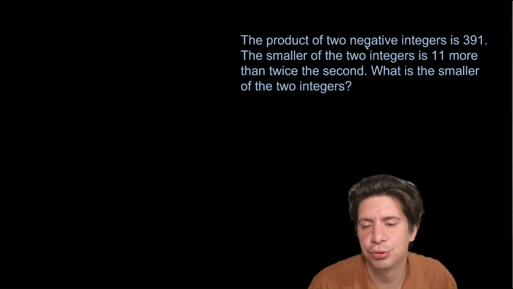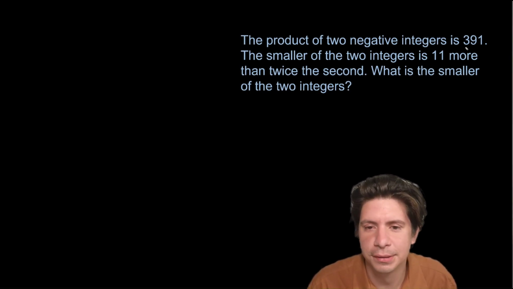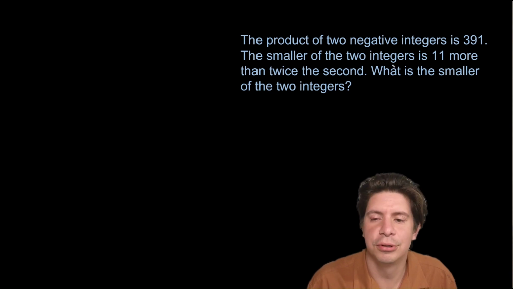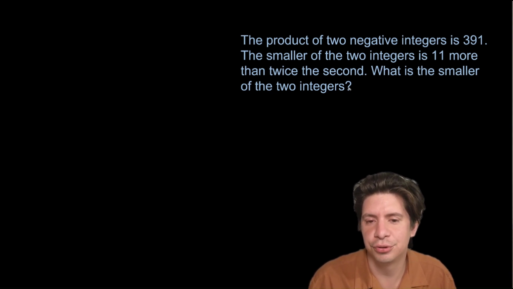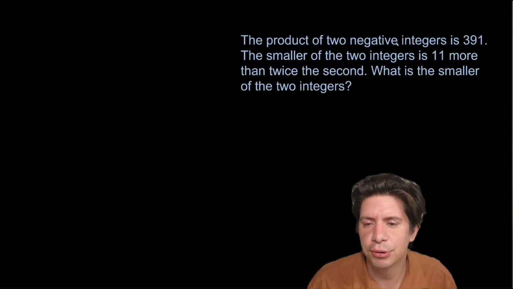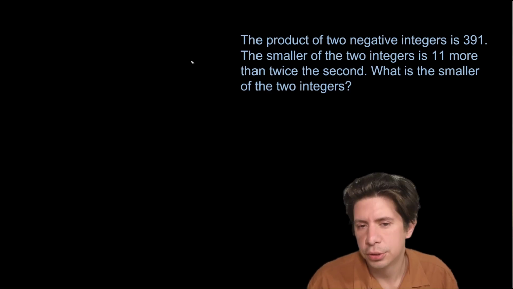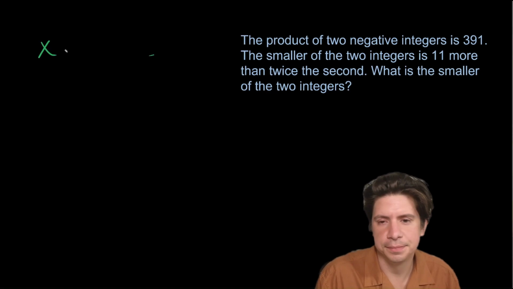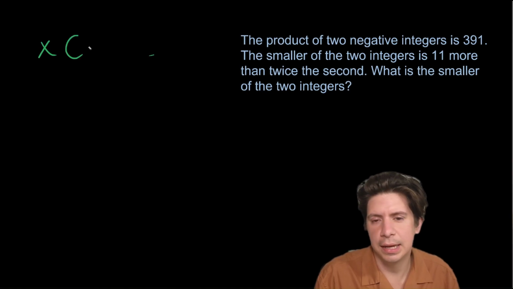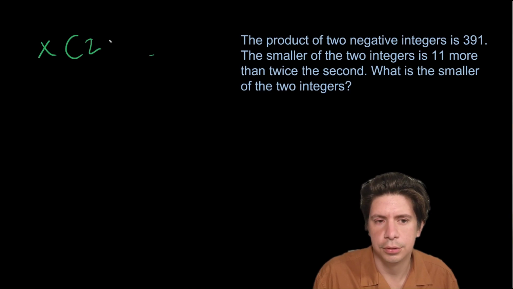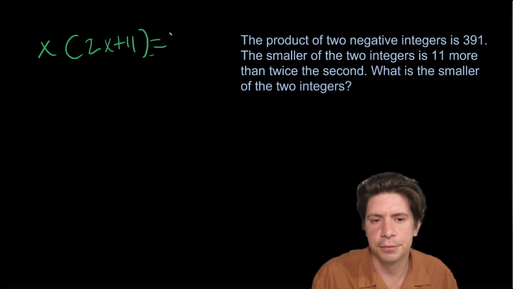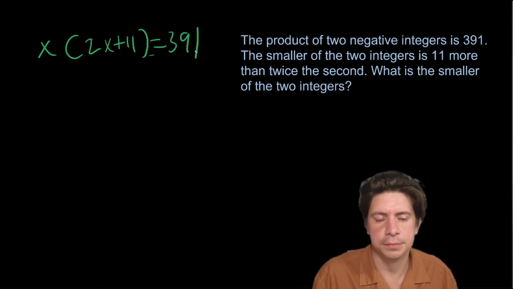The product of two negative integers is 391. The smaller of the two integers is 11 more than twice the second. What is the smaller of the two integers? So we're told they're both negative and they multiply to 391. So we would do x times 2x plus 11 equals 391.